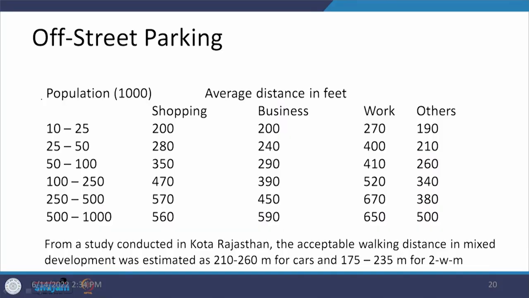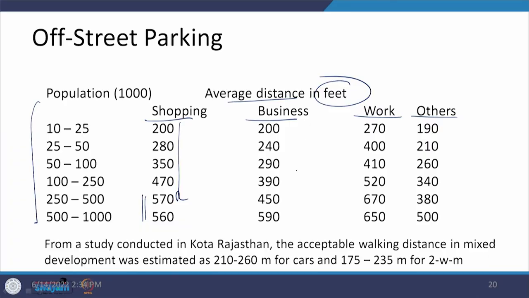So, here the information which is being given is what the population size is. With respect to population size, for different purposes with which a person is coming to an area and parking a vehicle, the distance is being defined in feet. And what we can see is that it is increasing with the increase in the population, though at this level we observe that there is a sort of saturated value, and we can assume that roughly around 550 meters is the distance which is acceptable to the people who are coming for shopping even in the big cities, because when they go back, then they have a lot of things in hand.